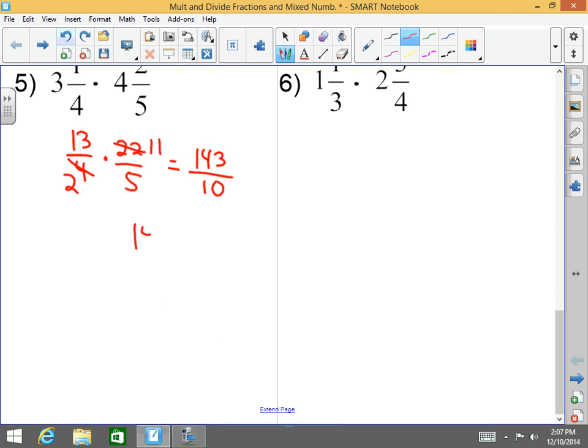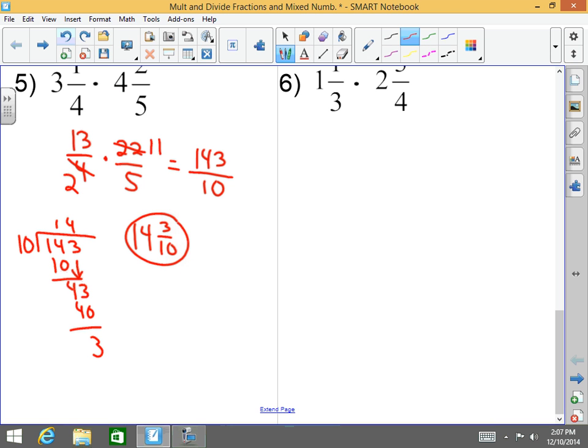14. Very good. And what's left over? 3. Good man. Why? Because 10 goes into 143. That's a 1. Drop down to 43. That goes in 4. So I have 14 and 3/10 left over.